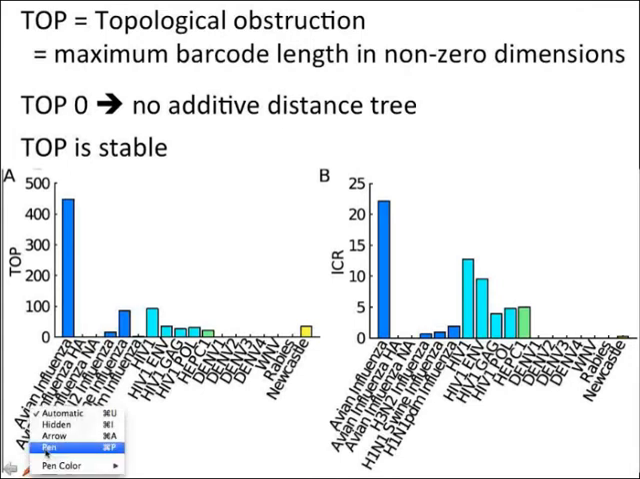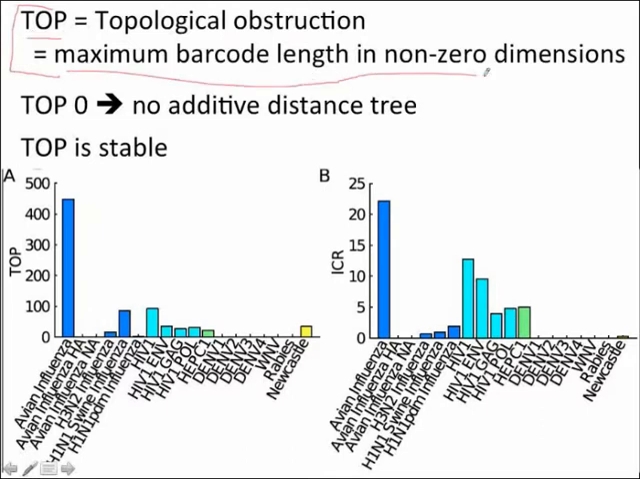There are 2 measurements that one can calculate, and one of them is the topological obstruction, TOP for short, and that's just the maximum barcode length in any non-zero dimension. So if the maximum barcode length is about 440 in dimension 1 or in dimension 2, that would be the TOP for the avian influenza.